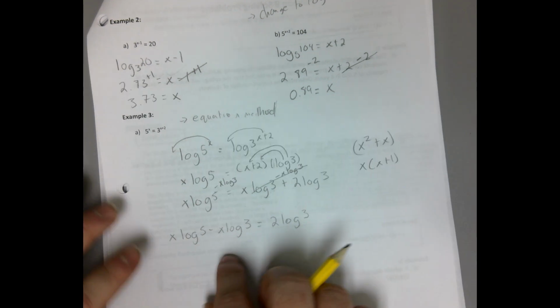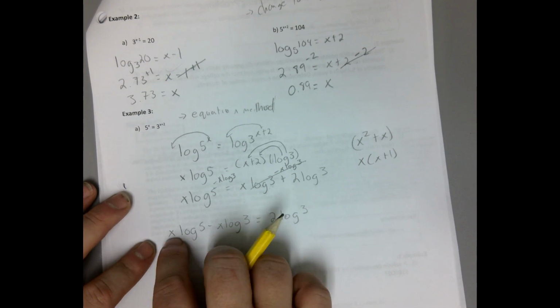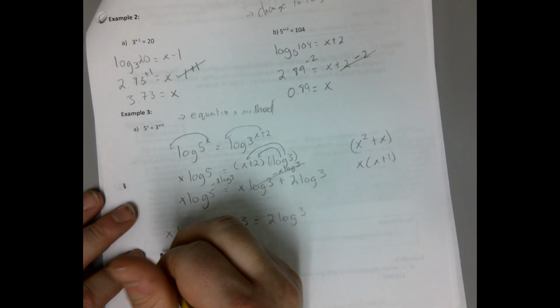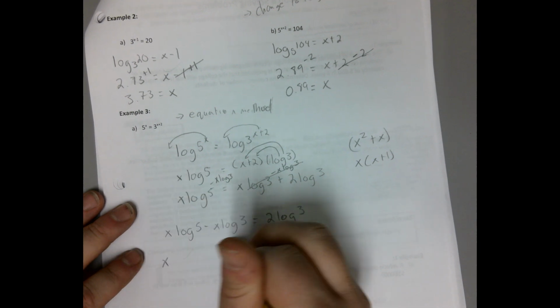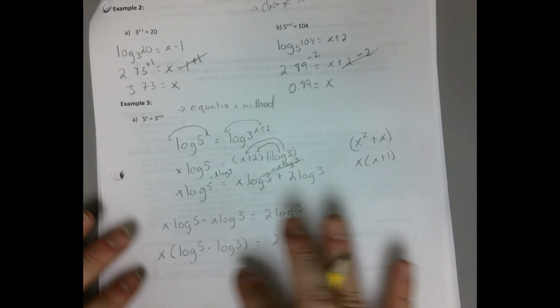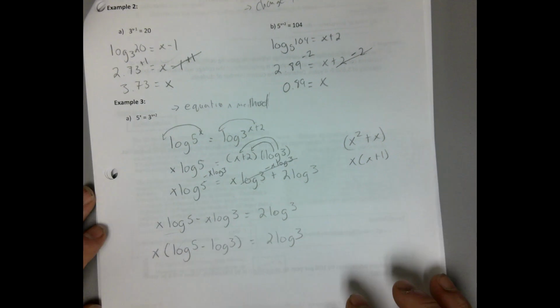Think of this similarly as a binomial, where I'm looking at this number here. I can get rid of an x, right? I can pull that x out. So I can go x, because we have an x in both of these, bracket, is equal to 2 log 3. Now, we have x times our log 5 minus the log 3.